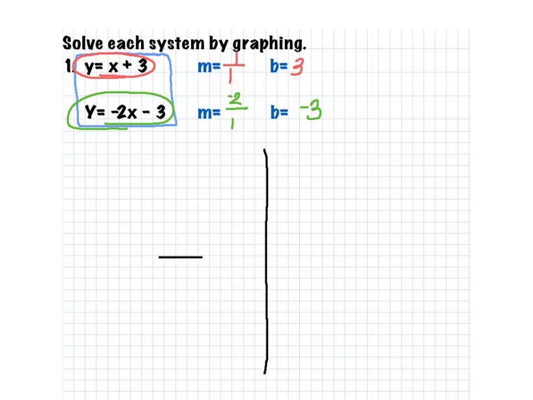And so just to make it easy for us to read, I'm going to color code the equations. I'm going to make one red and one green so that you know which is which. Okay, let's work on the first one. My y-intercept is at positive 3, and my slope is 1 over 1.